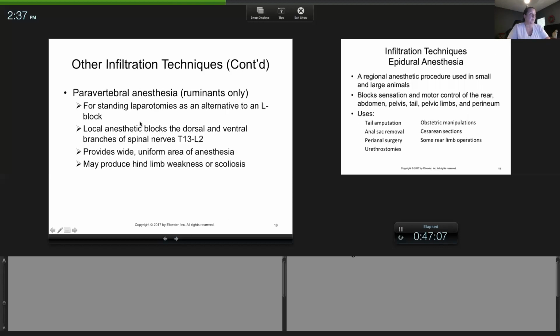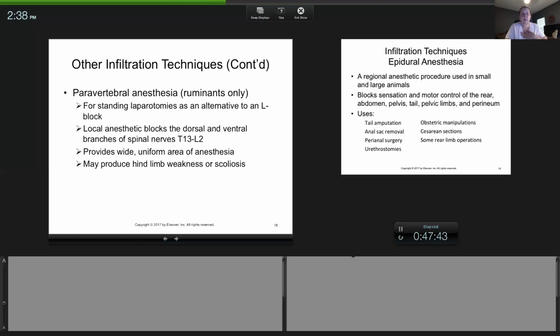Now, the paravertebral block that we just talked about is only in cattle. They don't do it in pigs or horses or dogs. It's for a standing laparotomy. A laparotomy is basically opening the abdomen, like an abdominal exploratory. Anytime you open the abdomen, it's called a laparotomy. Technically, a spay, an abdominal exploratory, a splenectomy, a C-section are all done via laparotomy. So laparotomy is a very broad word, just saying we're cutting into the abdomen for some reason.